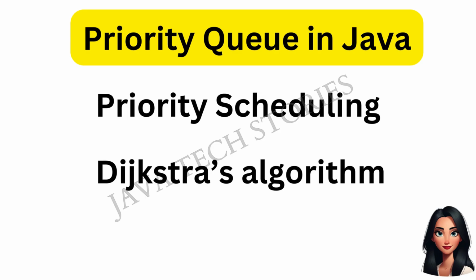Priority queue is particularly useful in algorithms that rely on priority-based scheduling or ordering, such as Dijkstra's shortest path algorithm, or any scenario where managing a dynamically changing set of items in an ordered way is required.